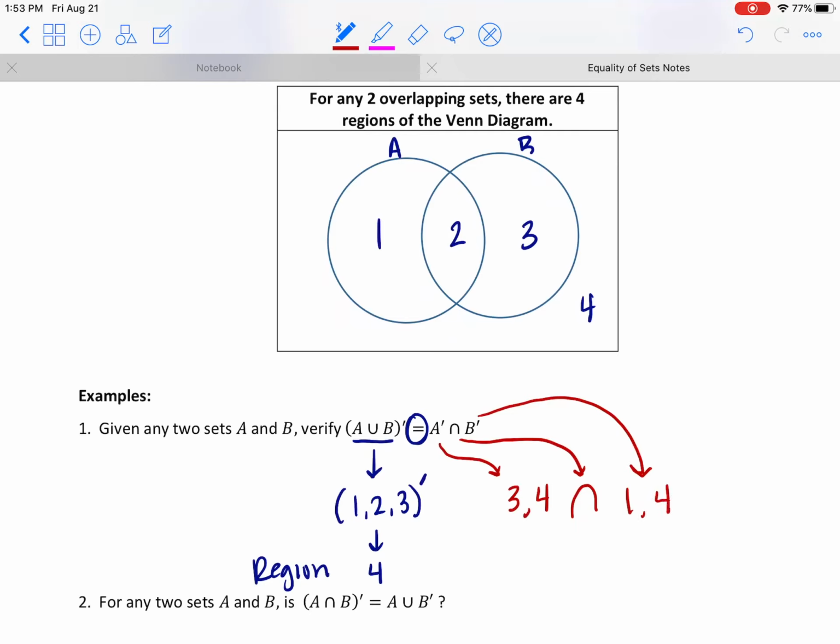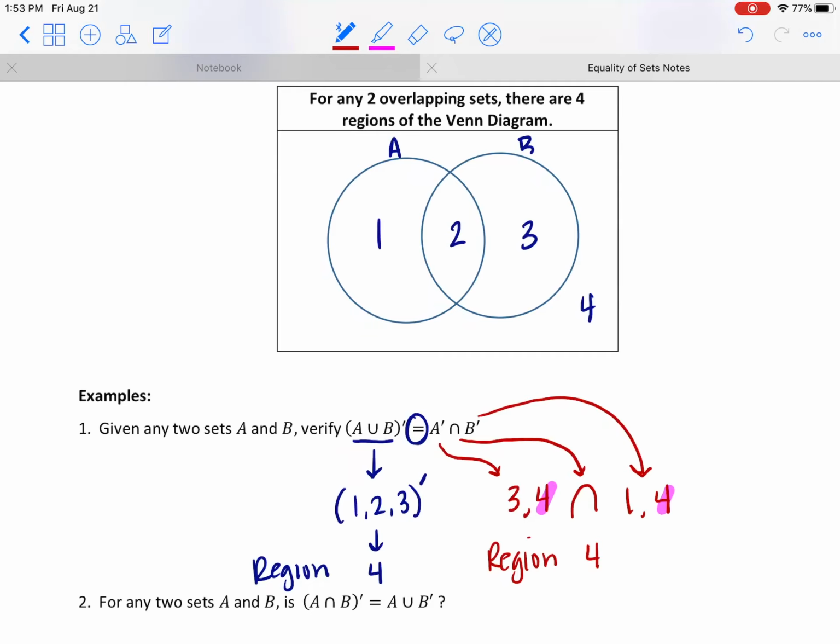Okay? Now if we take the intersection of those two groups, what do we have in both of those groups? What do both groups have in common? Well, we can see 4 is on both those lists. So this set of operations leads us to 4. Okay, all leads us to region 4.